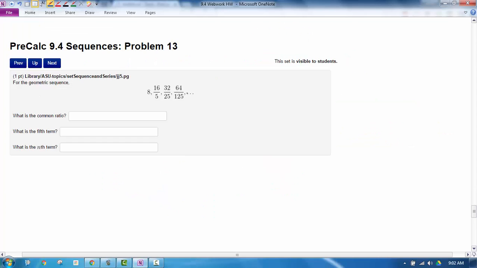Okay, the next problem gives us a geometric sequence and wants the ratio. So the question is, what am I multiplying by each time? One thing you can do, if it's too complicated to see, is just write out an equation. What am I multiplying 8 by to get 16 over 5? You can just divide both sides by 8 or multiply both sides by 1 over 8, and you get 2/5. So my ratio is 2/5. That's what I need to multiply by each time.